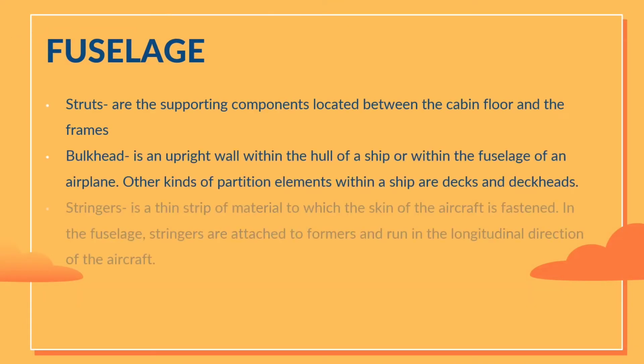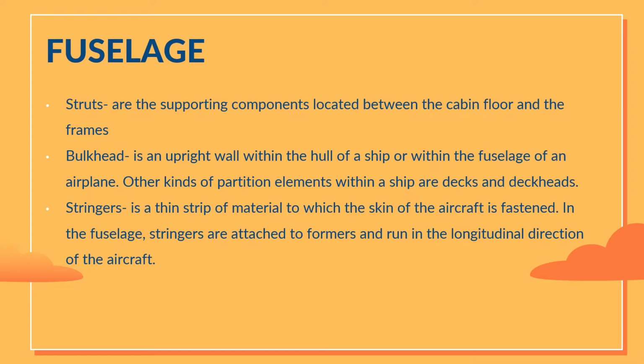Struts are the supporting components located between the cabin floor and the frames. A bulkhead is an upright wall within the hull of a ship or within the fuselage of an airplane. Other kinds of partition elements within a ship are decks and deckheads.